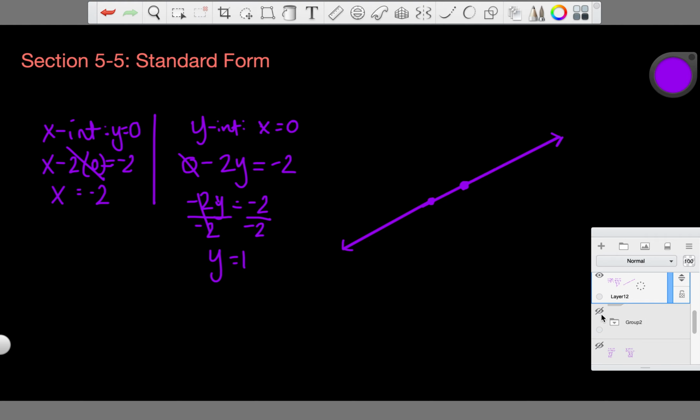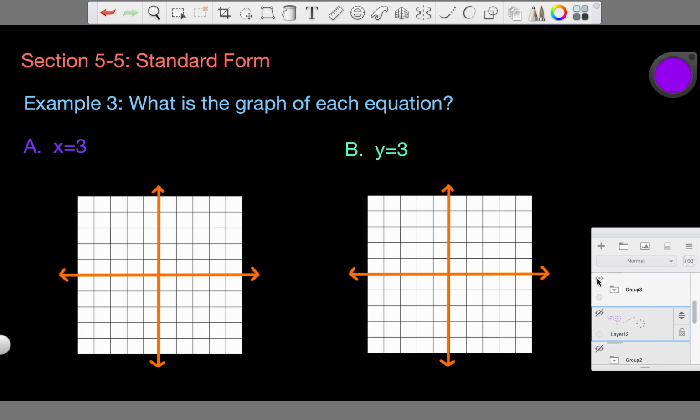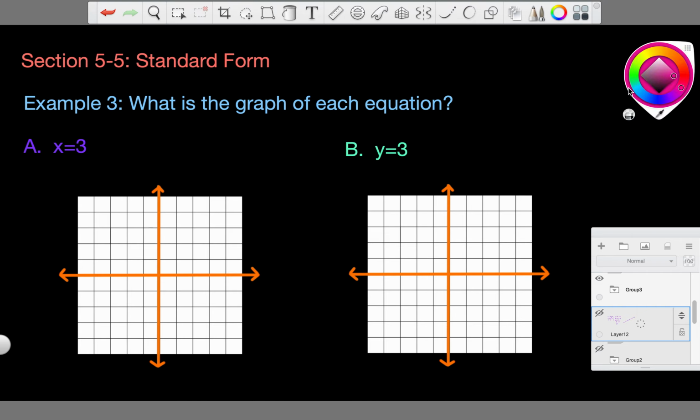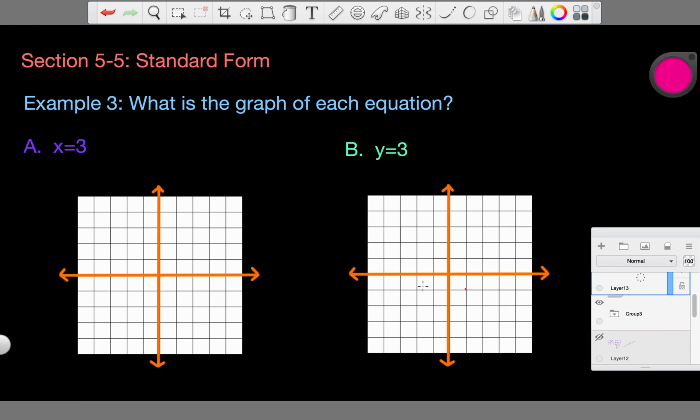So next up, we have 2 more equations to graph. Now these are different because each equation only has one variable. This first equation says that x equals 3. That means for any value of y, even though there's no y, x is always 3. So we want to find x being 3 on our axis.